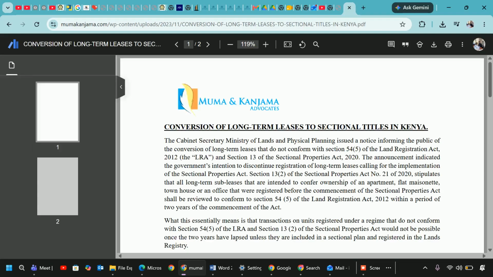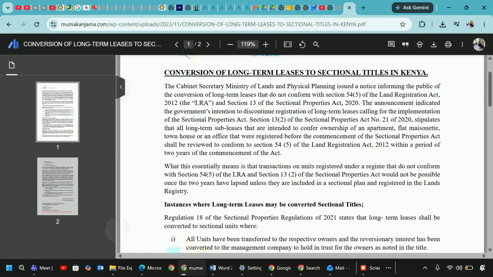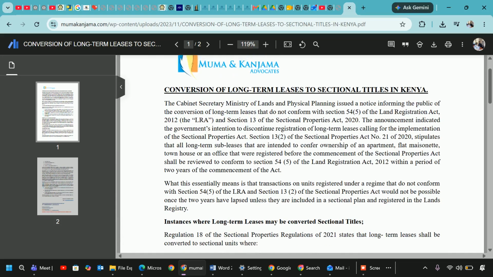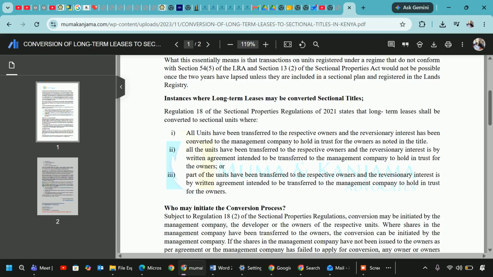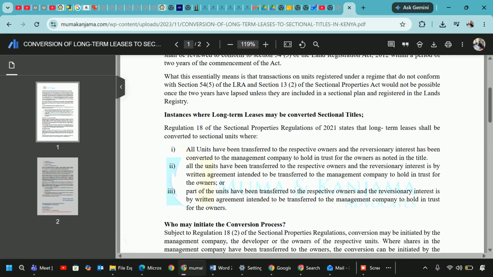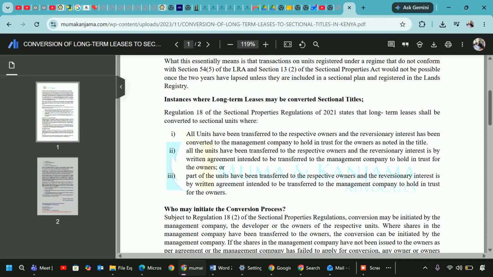Lastly, this is the last document that we will have a look at when it comes to this procedure of conversion of long-term leases to sectional titles in Kenya. All the enabling provisions we have mastered. We have understood the previous governing law pertaining to this sector, and why we are converting. The instances in which long-term leases may be converted to sectional properties were also captured pursuant to Regulation 18 of the Sectional Properties Regulations of 2021.